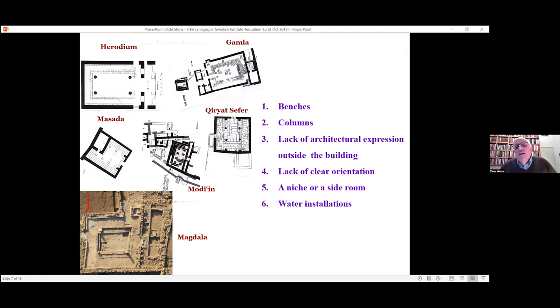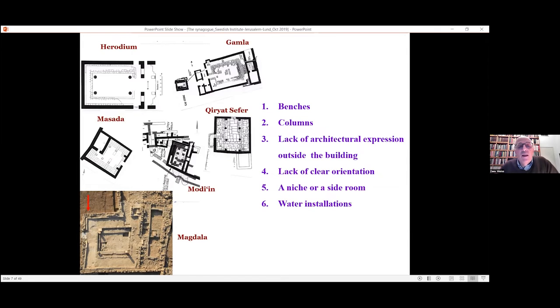which eventually defines the number of columns needed to support the roofs. Then what else characterizes those buildings? The lack of architectural expression outside the building. When you stand outside, you don't see anything that indicates we're talking about a synagogue. There's no sign, no decorative elements, no menorah, nothing to indicate that it is a synagogue. Another thing that really characterizes them is the lack of clear orientation.